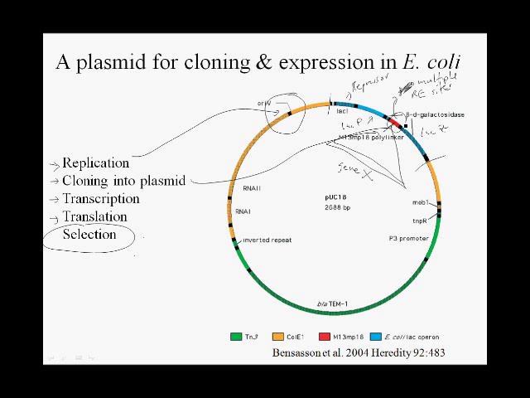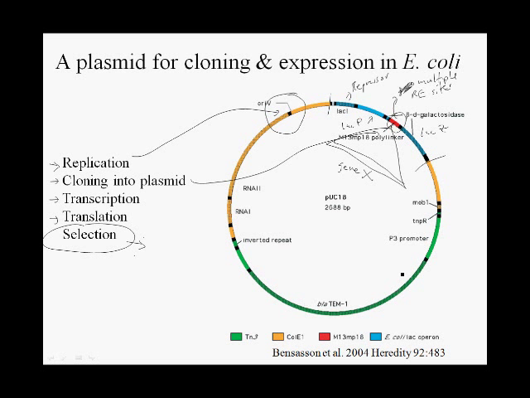Well, the problem with this transformation procedure is that it's highly inefficient. A very, very low percentage of cells actually take up plasmid DNA. So what we need is to somehow be able to select only those E. coli cells that have taken up this plasmid DNA and get rid of the 99.999% that have not taken up plasmid DNA.